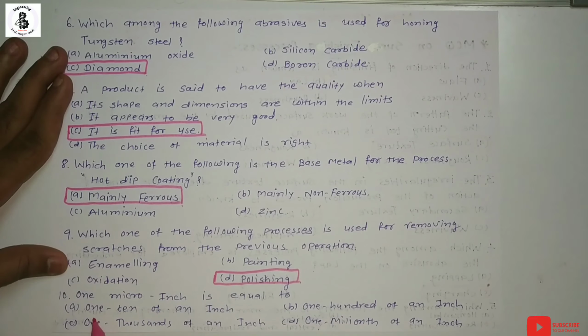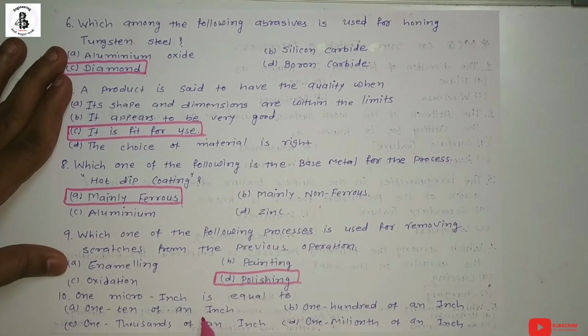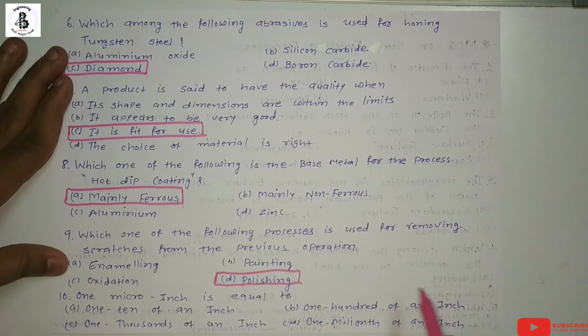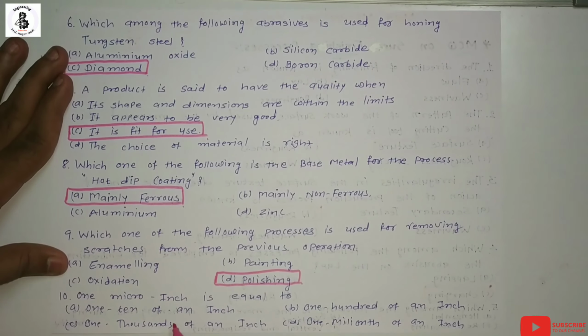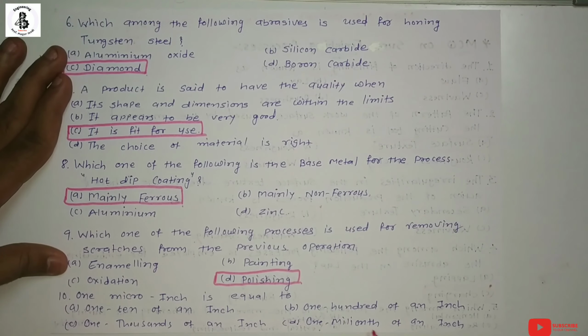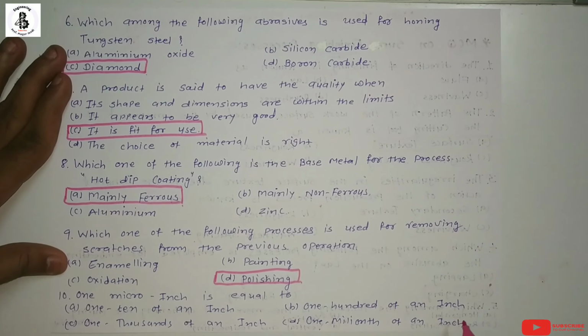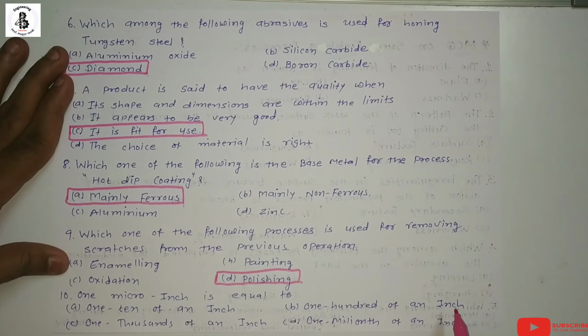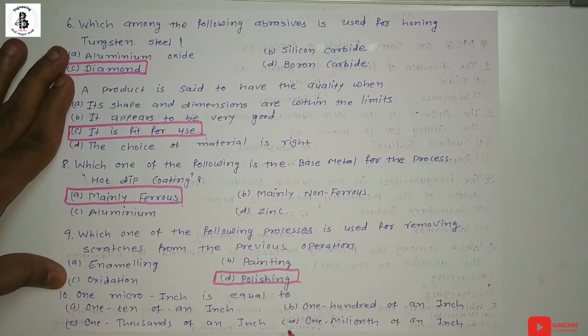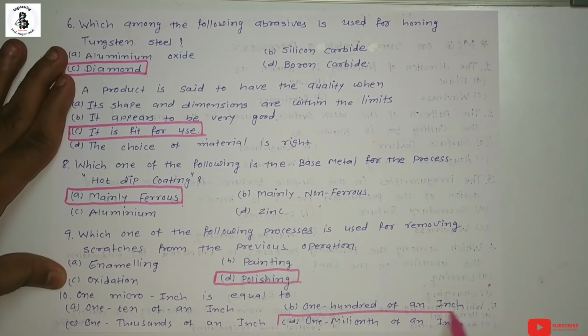The next question, 1 micro inch is equal to? Option A, 1/10 of an inch. Option B, 1/100 of an inch. Option C, 1/1,000th of an inch. And option D, 1/1,000,000th of an inch. Basically 1 micro inch is equal to 1/1,000,000th of an inch. So option D.